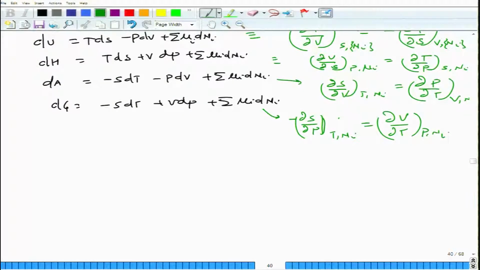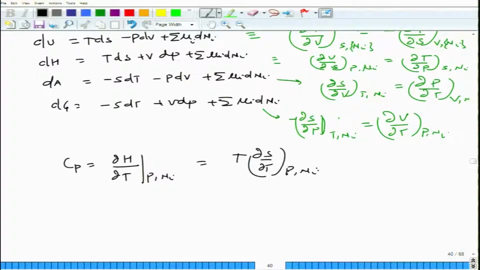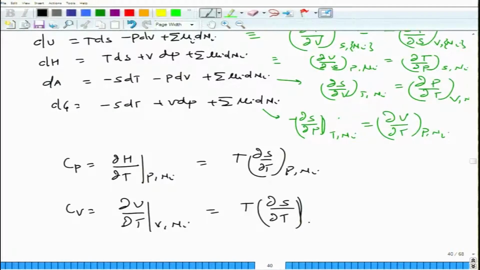In addition, we are going to also write down other variables which we are often going to use, that is, the definition of Cp, and Cv. Now let us go back to the expression of del u.